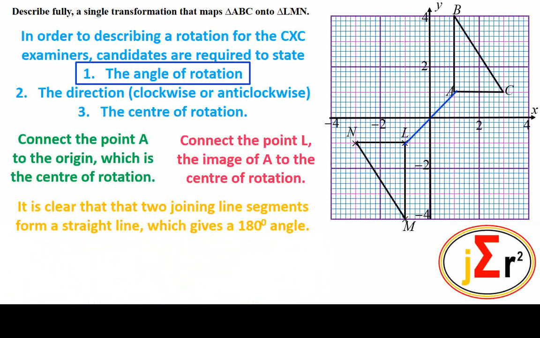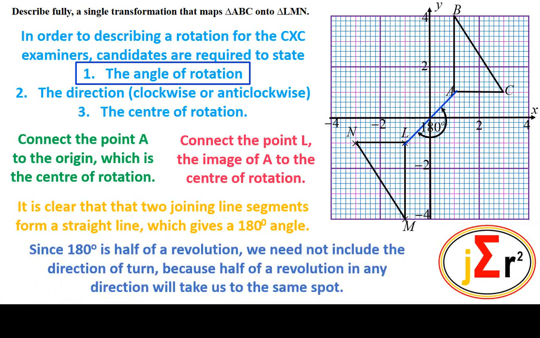It is clear that the two joining line segments form a straight line, which gives a 180 degrees angle. We have here a straight line, and of course there's no getting around it. Everyone knows that an angle on a straight line is 180 degrees. Therefore, 180 degrees is our angle of rotation.